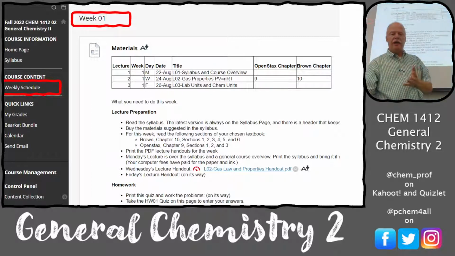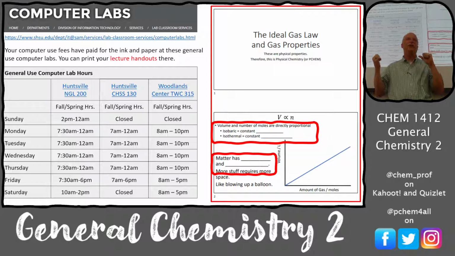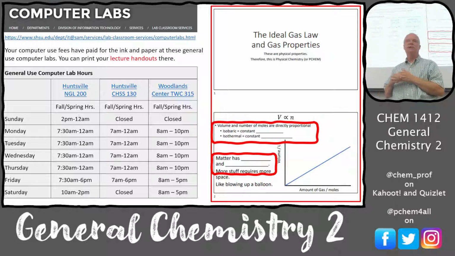You can print those lecture handouts for the week. Here's a lecture handout right there. And where do we print? Well, your fees have paid for the paper and the ink over in the computer labs. Here are the computer labs. There's one in the library, the NGL, and there's one in the Humanities and Social Sciences building. This is CFS, so I call it chicken fried steak, and then they built CHSS, and we call that cheese steak. So that's the cheese steak building diagonally over there. They have a computer lab there that's open 7 a.m. to midnight, and the library is open 7:30 to midnight most days.